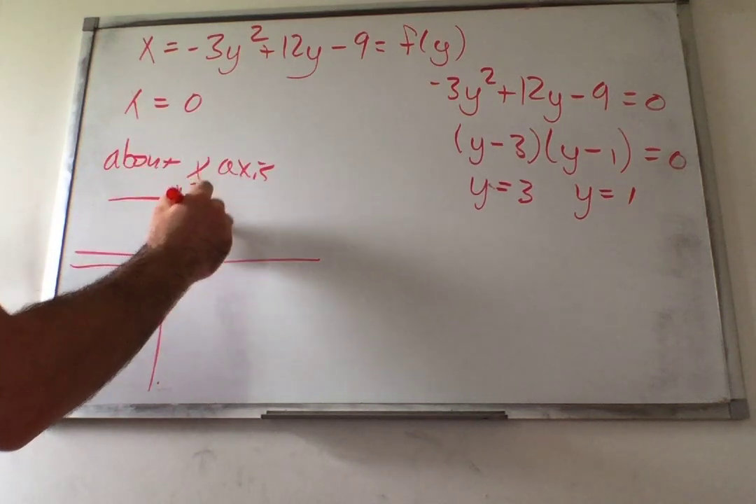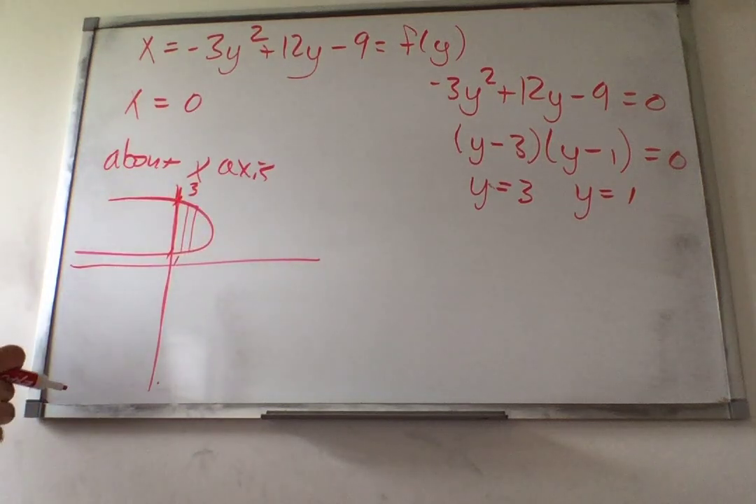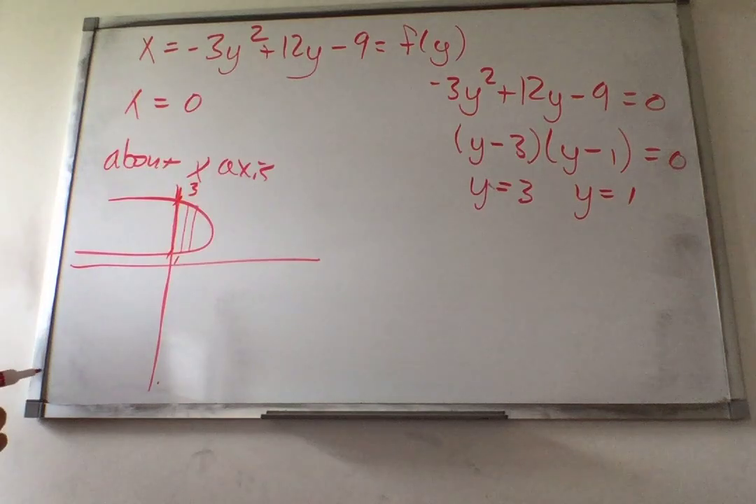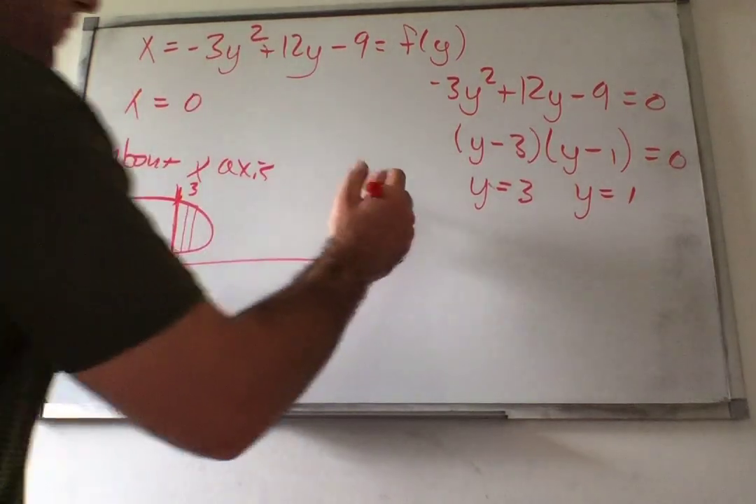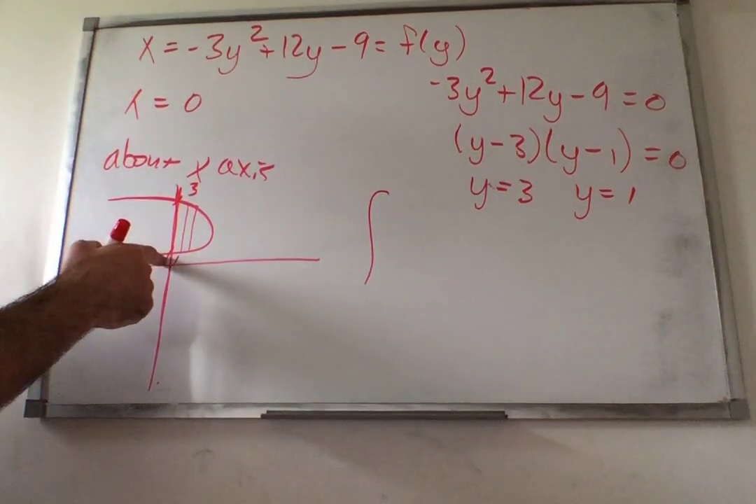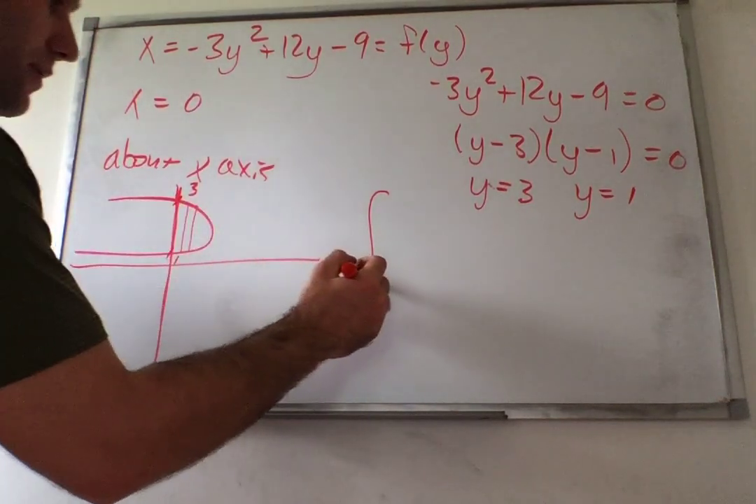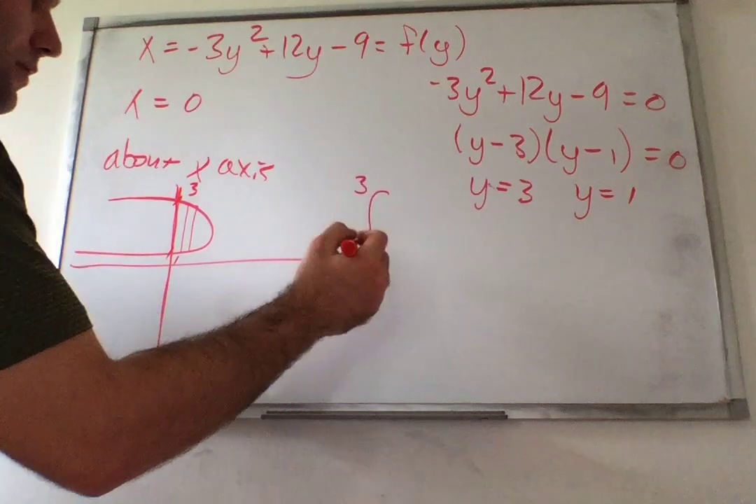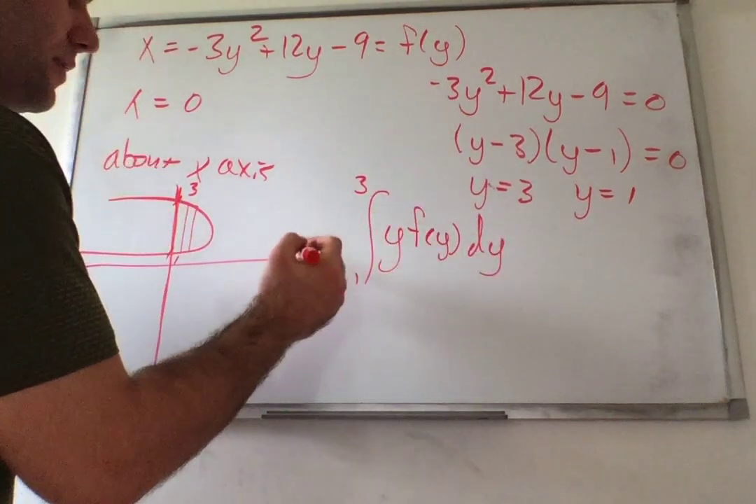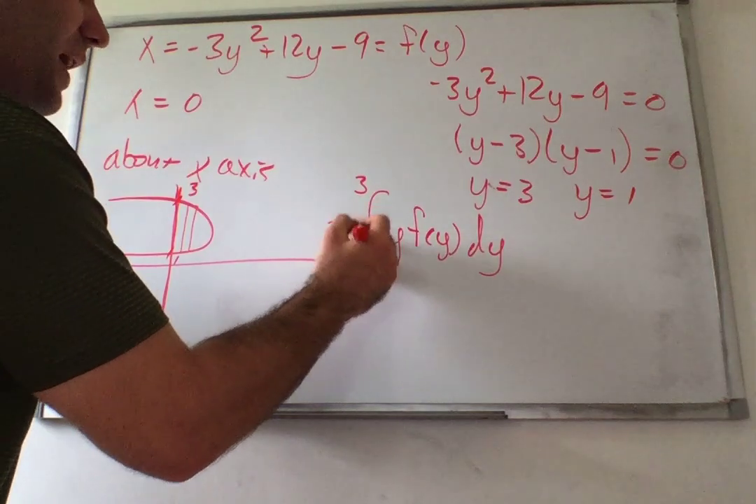So this would be my little shell right there. The shell is going to change as I change my radius. Revolving around the x-axis, I got a function of y, integral from 1 to 3 of y, f of y, dy, and I've got a 2 pi out front.